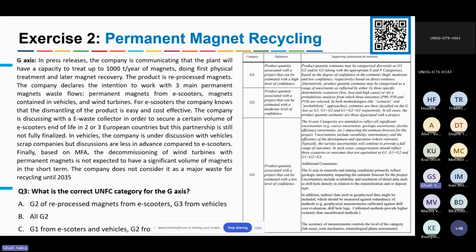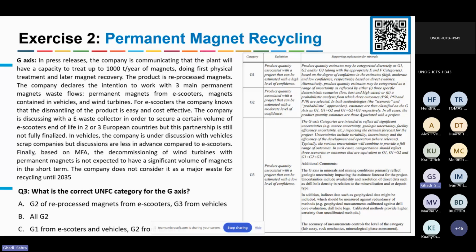So G-axis, in press releases, the company is communicating that the plant will have a capacity to treat up to 1,000 tons per year of magnets, doing first physical treatment and later magnet recovery. The product is reprocessed magnets. The company declares the intention to work with 3 main permanent magnets waste flows: permanent magnets from e-scooters, from vehicles, and from wind turbines.